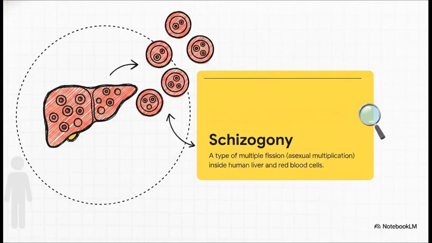Before we look deeper at the liver, we need to define a critical term, schizogony. So schizogony is simply a type of multiple fission. It's asexual multiplication. Think of it like a cloning factory. This is exactly how the parasite rapidly builds its army. And here is a crucial rule to remember. This asexual phase only happens inside the human body. That makes humans the intermediate or secondary host.